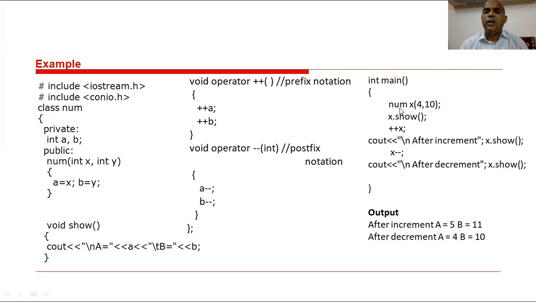Here, when it overloads plus plus x, what is x? x is an object of the Num class. Then plus plus x calls this method, void operator plus plus, which overloads plus plus a and plus plus b. Next, x dot show displays the x values. And next, after increment, x minus minus. Postfix and prefix have the same meaning. Clear? There is no difference between postfix and prefix operators at the declaration time. Similarly, you can write operator overloading with the decrement operation: minus minus a and minus minus b, that's enough.